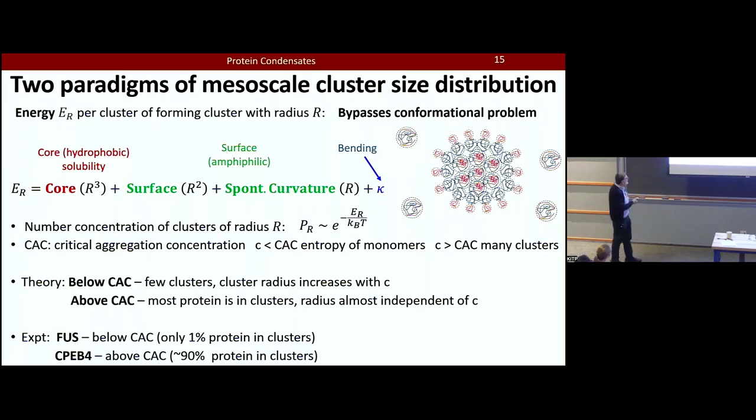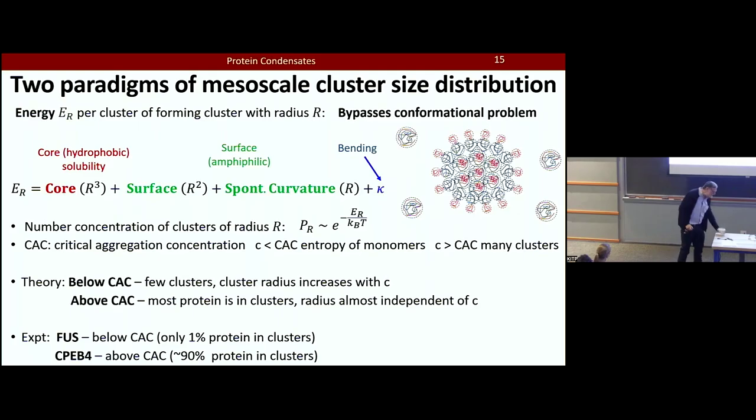The experiments tell us that FUS seems to be below the CAC. The experiments indicate that only 1% of the protein is in these clusters. So there's a beautiful paper in PNAS by Tony Hyman and Joy, but you have to read that paper and say, oh, we discovered clusters in the subsaturated regime. That's great, but it's only 1% of the protein.